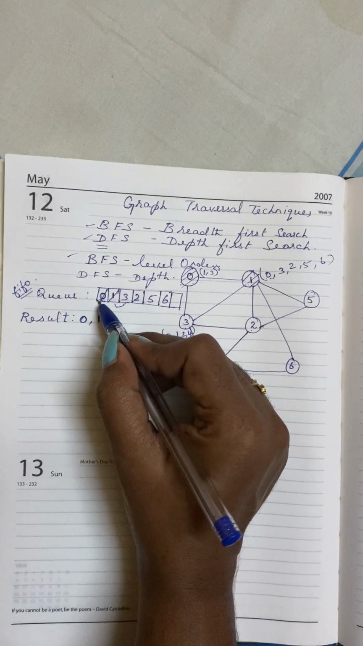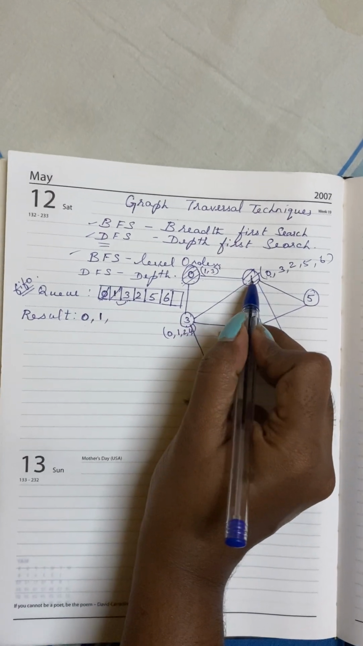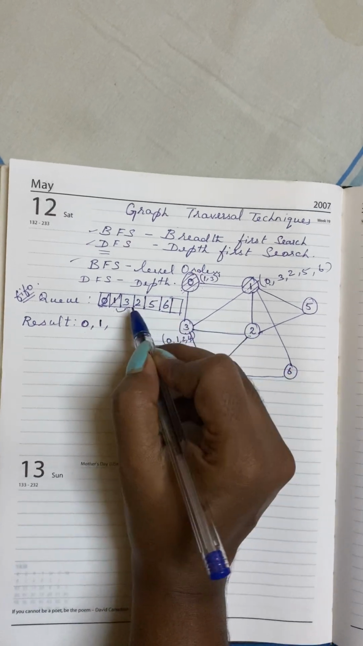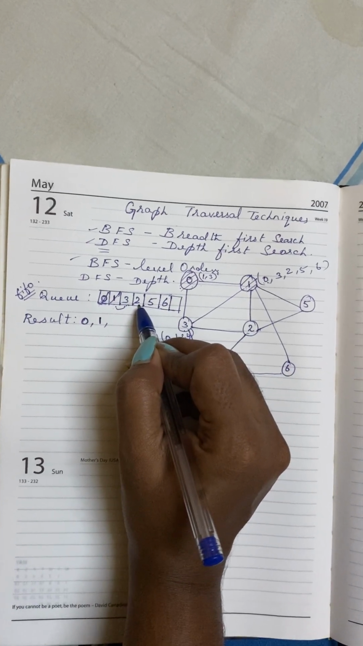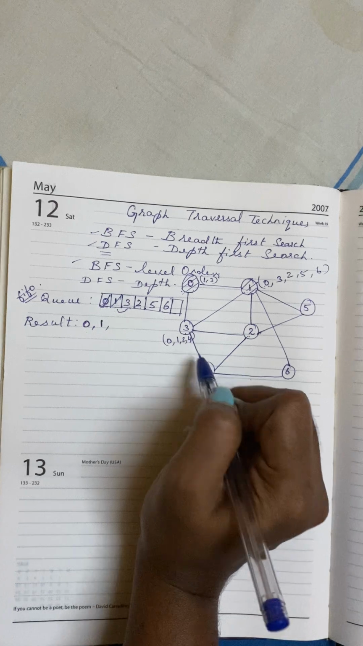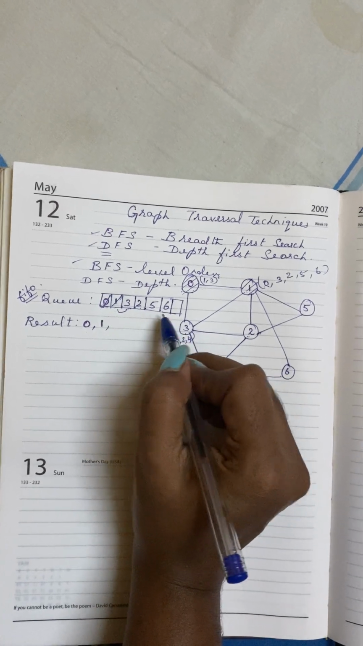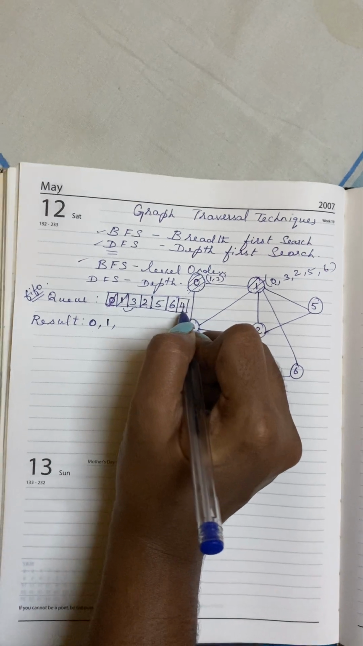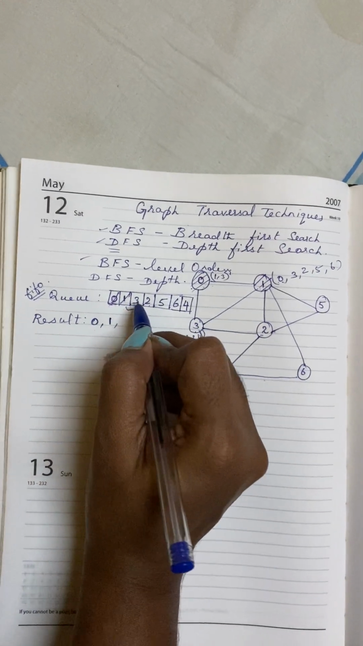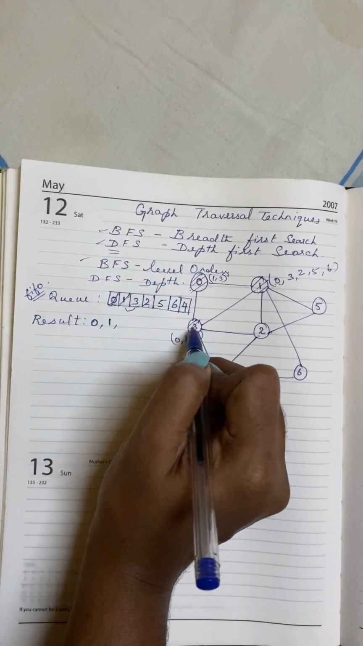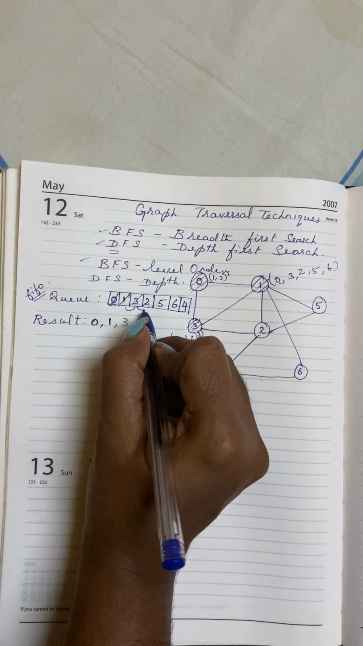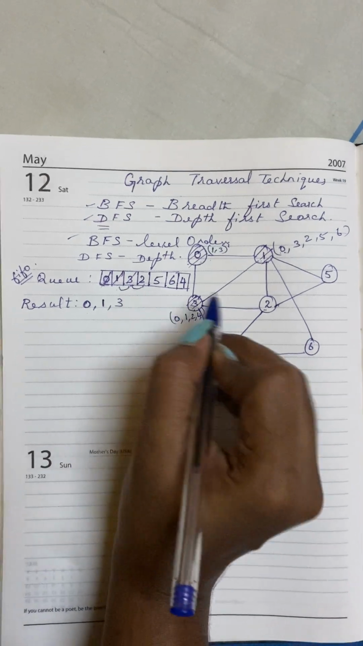0 has already been visited. You check 1. It has already been visited. Next you check for 2. 2 is already inserted in the queue. Next you have only 4. So 4 is not there in the queue and it is not previously visited, so you can insert 4 here. Alright, we have visited 3 and checked its adjacent elements, so you can put 3 in the result. So next you move to 2.